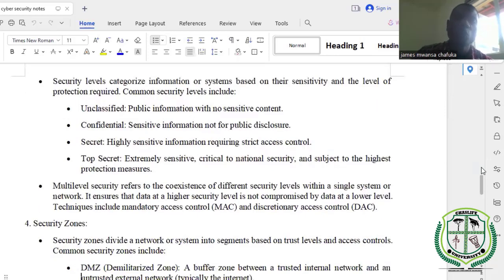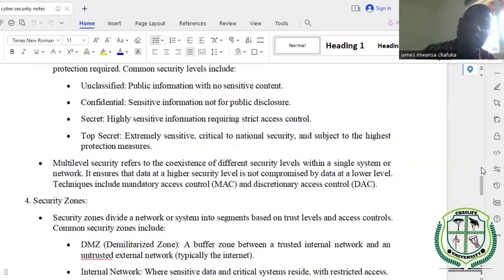And then there's also the aspect of multi-level security, which refers to the coexistence of different security levels within a single system and network. This ensures that data at a high security level is not compromised by data at a lower level. We also have techniques that include mandatory access control, which is MAC, and discretionary access control, which is DAC.